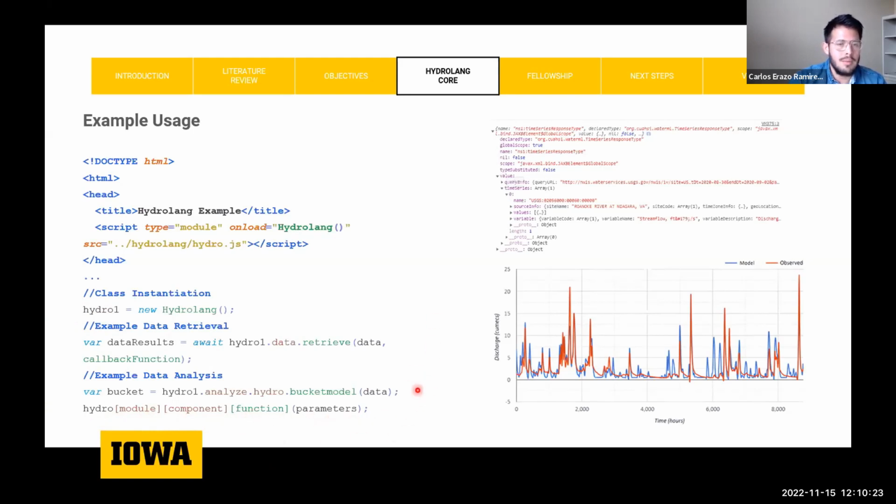So in here I have 2 examples, one for data retrieval, and afterwards one for using that same data for the results to a hydrological model for visualization purposes. On the right-hand side of the screen, I have the results of some data retrievals from different APIs. I think this one is from USGS, and the results from the visualizations afterwards, running all of the analysis on the web.